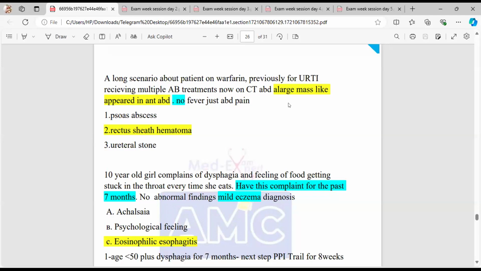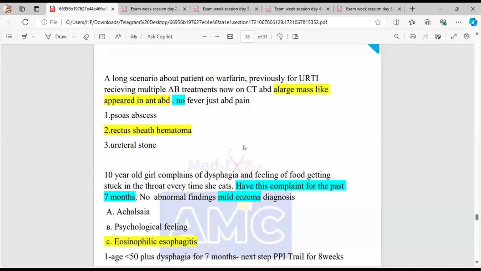The recaller wrote that a large mass-like appeared in the anterior abdominal wall. No fever, just abdominal pain. It is a large mass-like that appeared. According to the recaller, the mass appeared on the anterior abdominal wall. So it is confirmed from the recaller that the mass was on the anterior abdominal wall. Therefore, I marked rectal sheath hematoma.